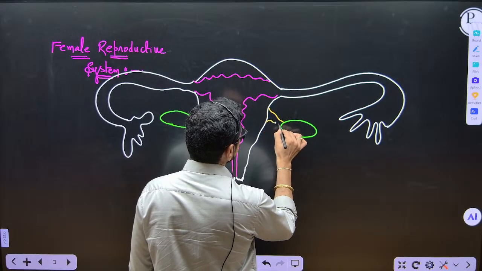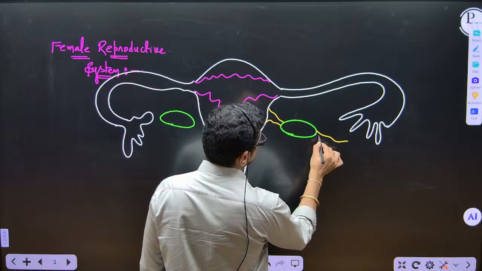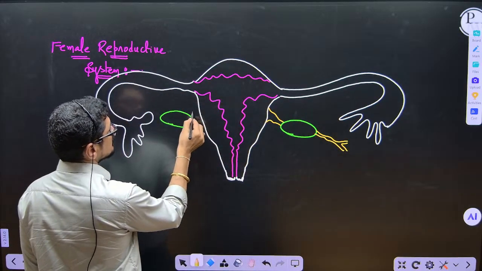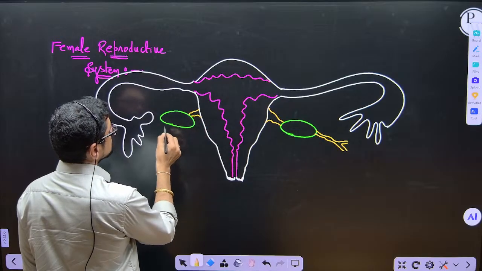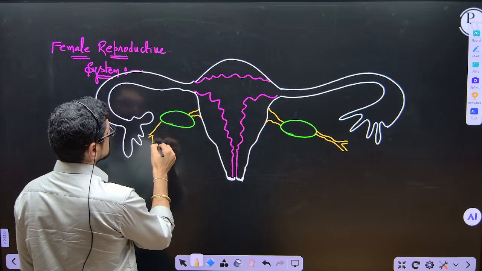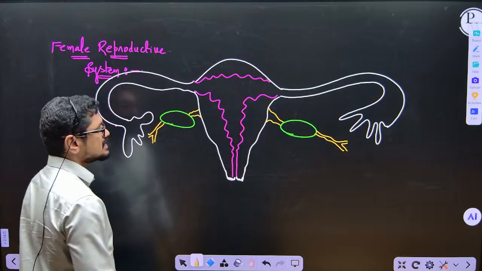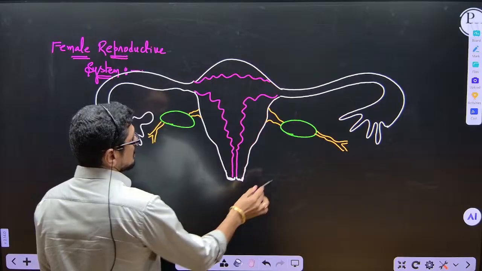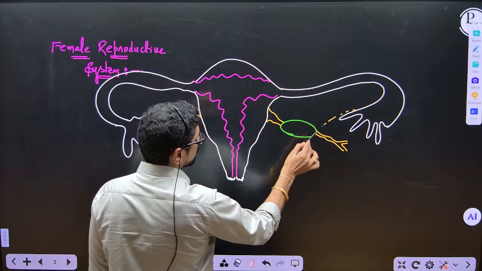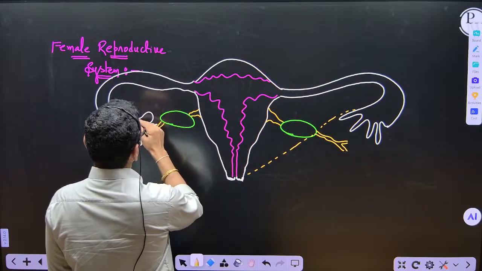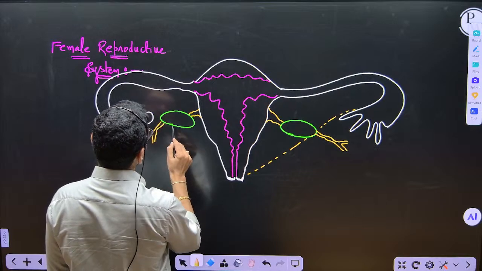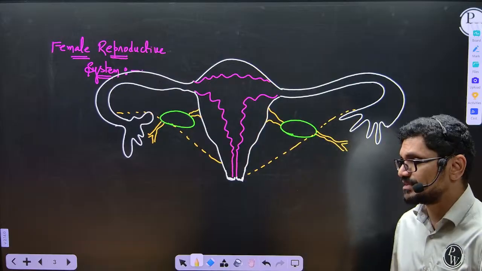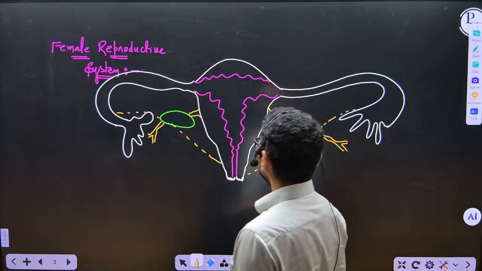What are these ligaments? We'll explain this in the regular classes. Don't worry, I will explain all these ligaments, their structure and position. And here also you can see one ligament, the broad ligament. I will explain this later, because it is not there in CBSE. When you come to the regular offline classes, then you can see.